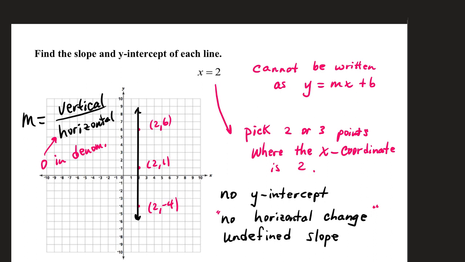And that's going to be money in the bank anytime your equation's just x and a number. It's a vertical line passing through the x-axis at that number.